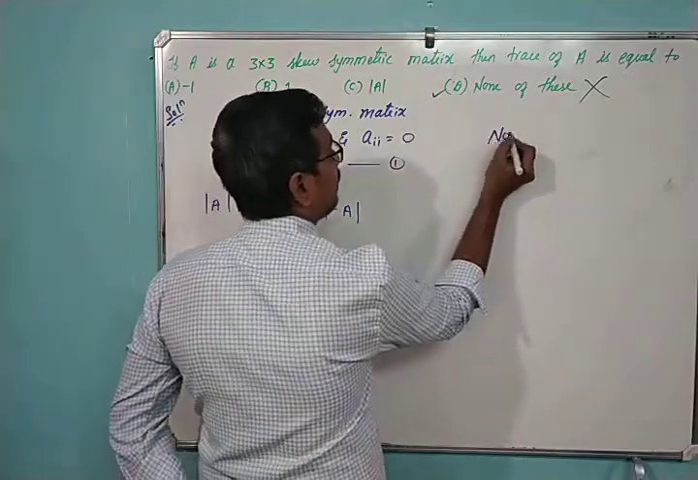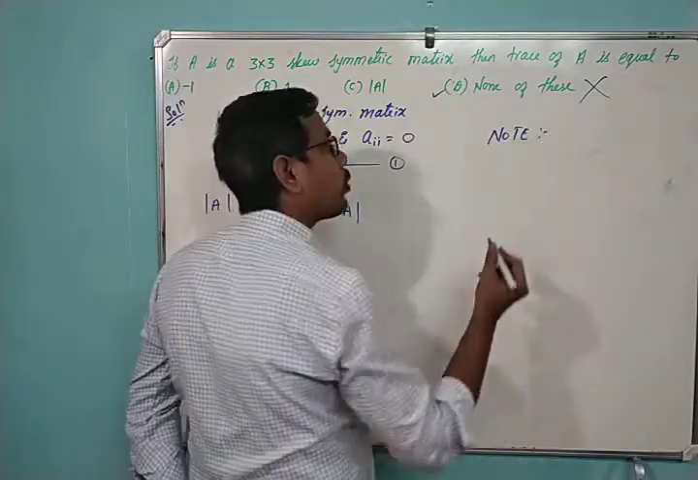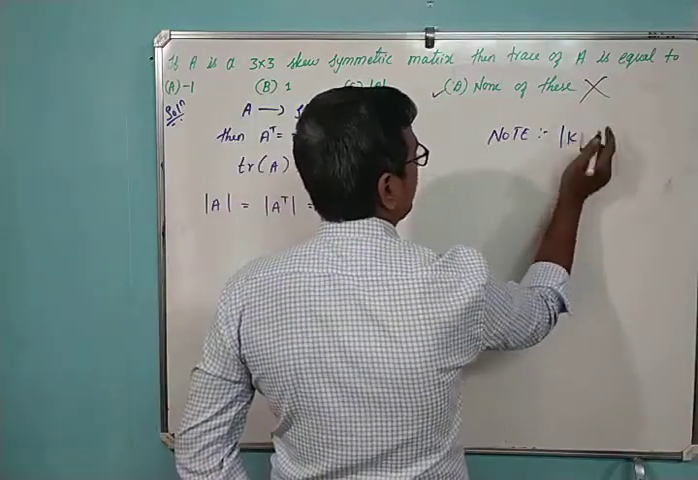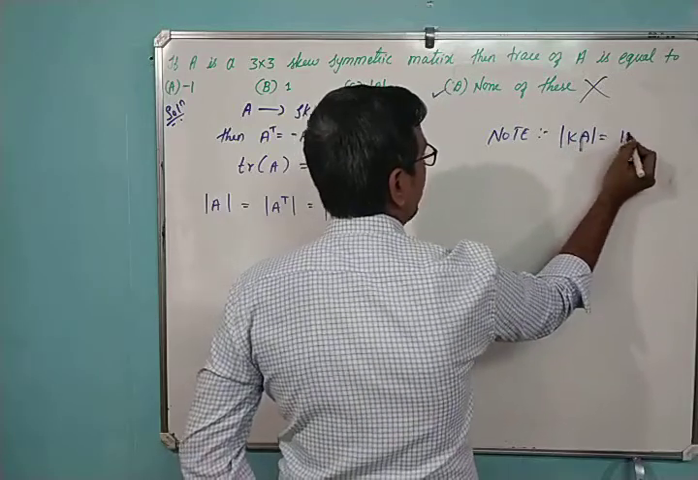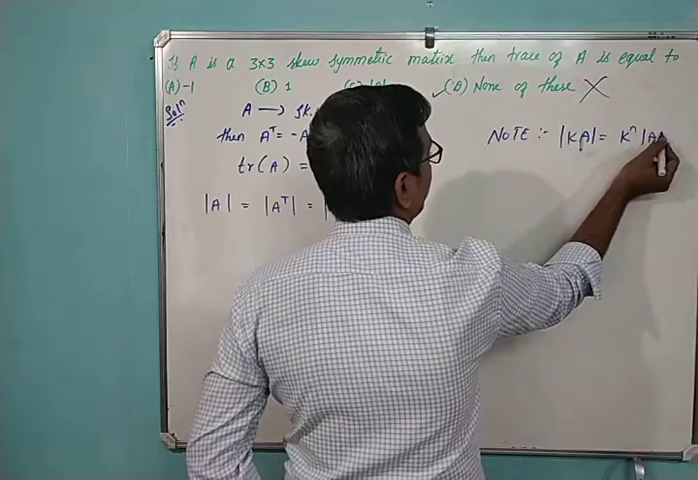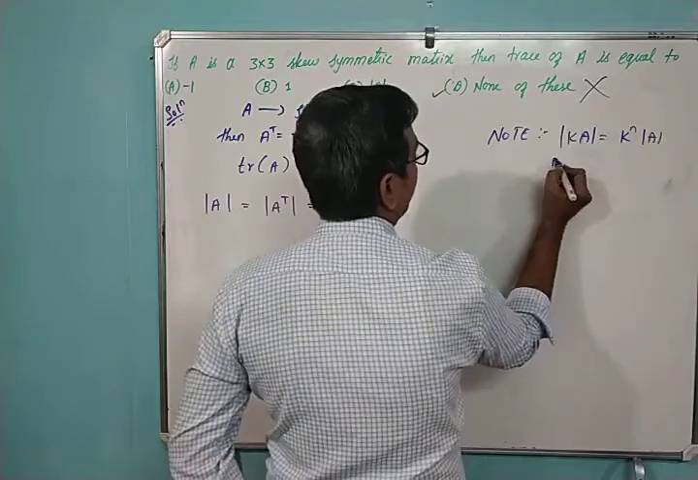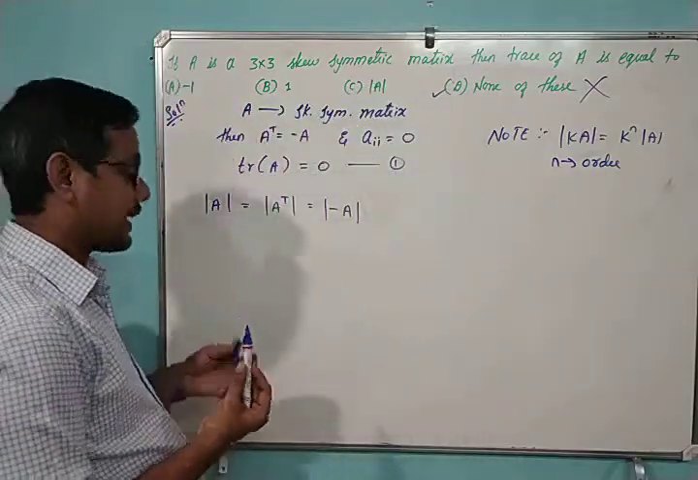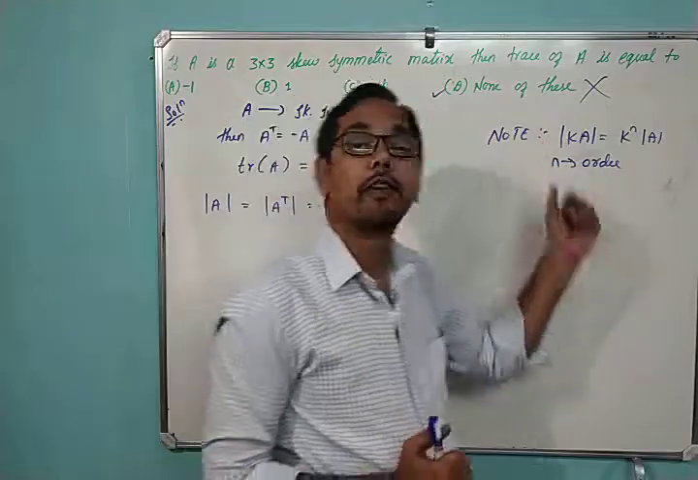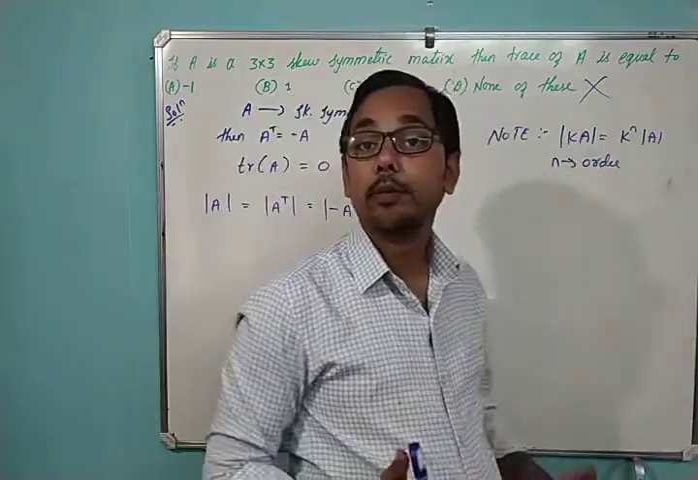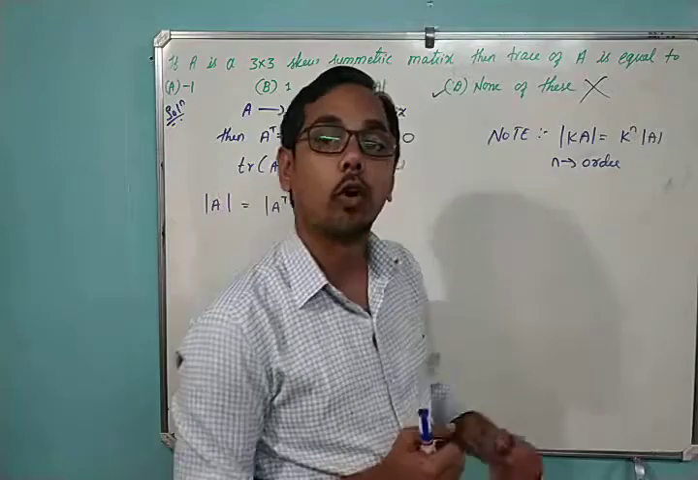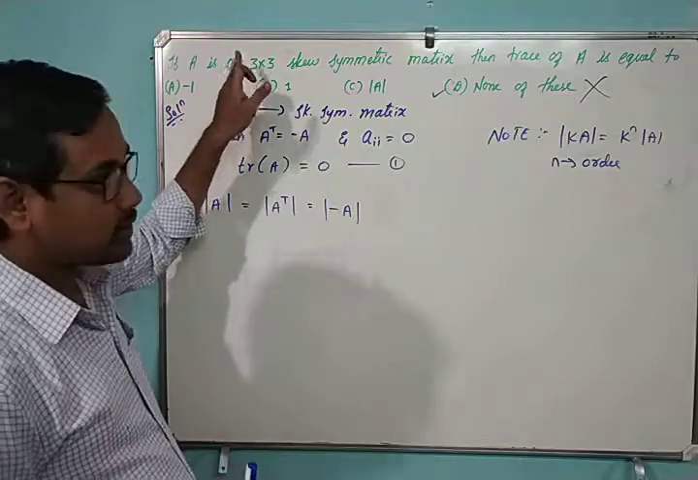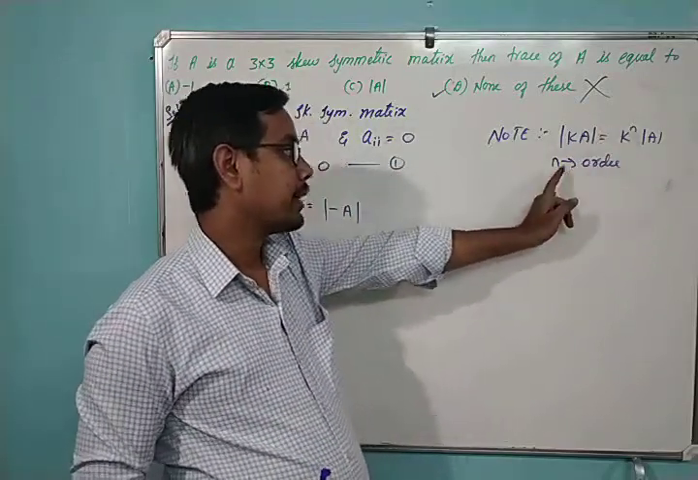Now, I have given a note: determinant of K into A is equal to K to the power n into determinant A, where n is the order of the given matrix. So determinant of K into A is K to the power n into determinant A, where n is the order of the matrix. Here what is the order? Order is 3, that's 3 cross 3. So the value of n will be 3.